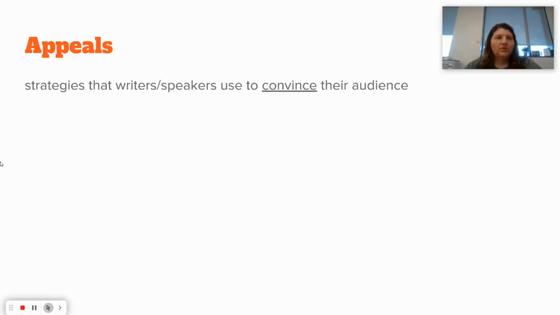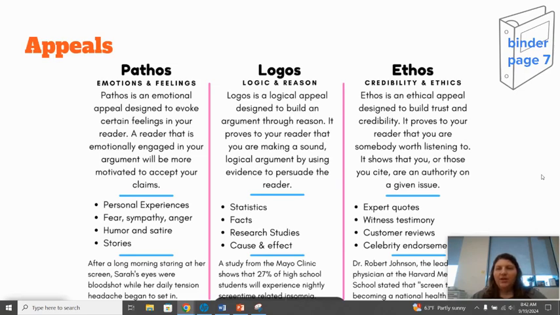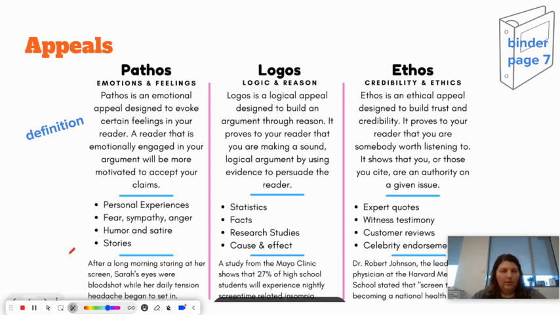Next, let's talk about rhetorical appeals or persuasive appeals. Appeals are strategies that writers or speakers use to convince their audience of their point of view or their claim. Go ahead and turn to page 7 in your binder, and we're going to take a look at this anchor chart. This is going to be a review for most of you. We know pathos, logos, and ethos. Remember that pathos is the appeal to emotions and feelings. It's an emotional appeal designed to evoke certain feelings in your reader.